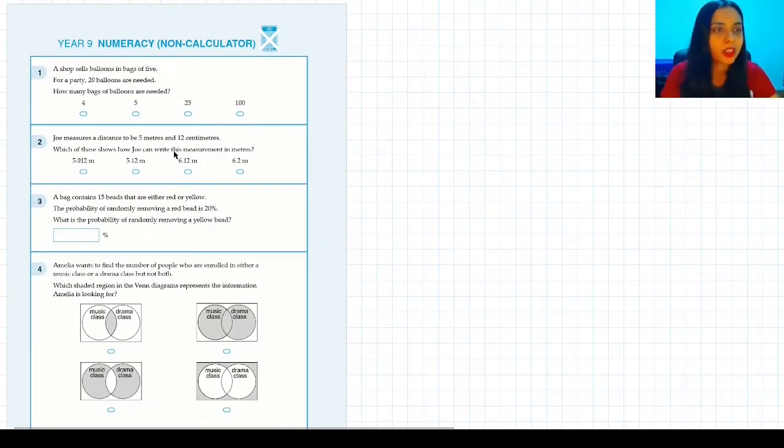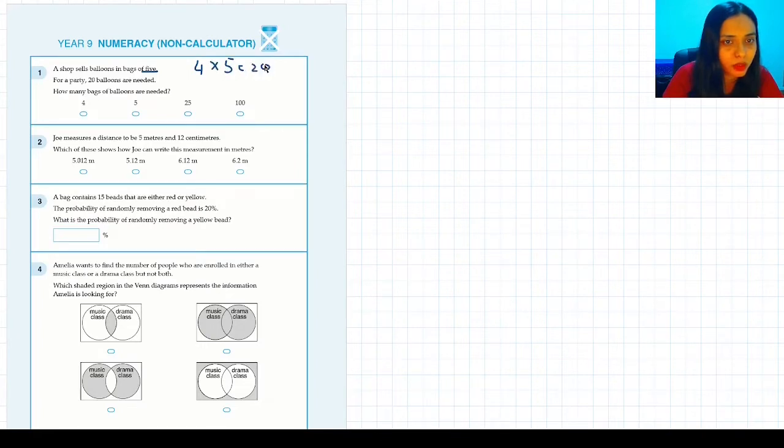Okay, question 1. A shop sells balloons in bags of 5. For a party, 20 balloons are needed. How many bags of balloons are needed? Well, if one holds 5, we are going to need 4, because 4 times 5 equals 20. So that will be our answer.